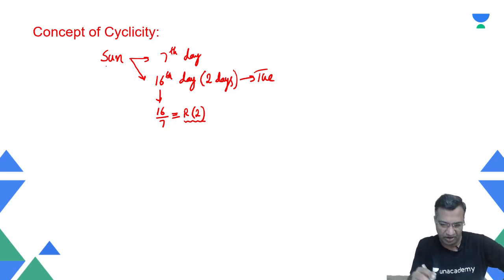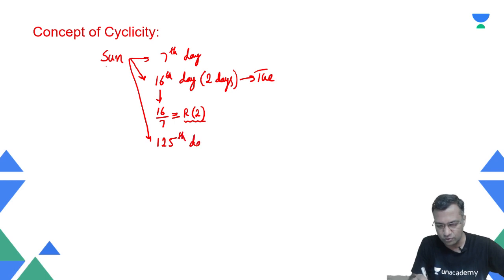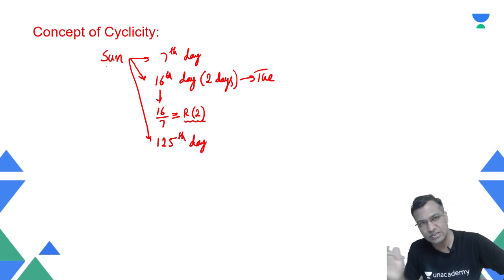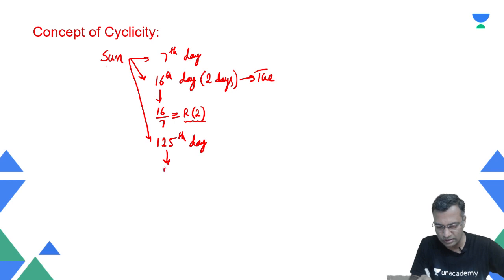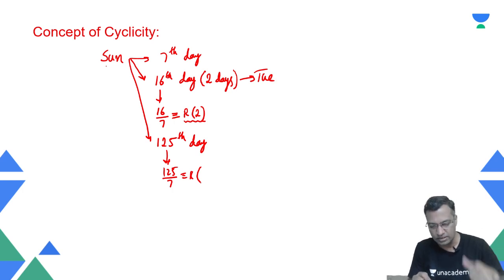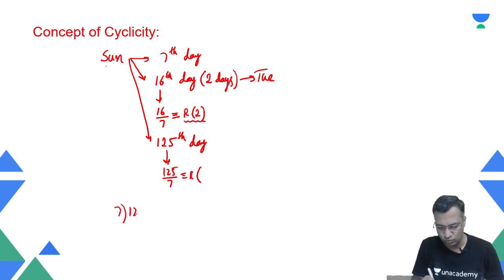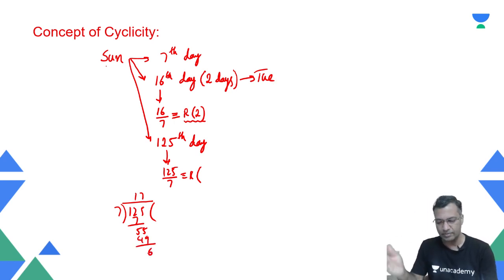Now let's say, what would be the 125th day from today? We know that the cyclicity is just 7, so divide this by 7. You look at this 125 and divide it by 7, and I'm interested only in the remainder. 7 times 17 is 119, and hence you say that 6 is the remainder. 6 is the remainder implies what?